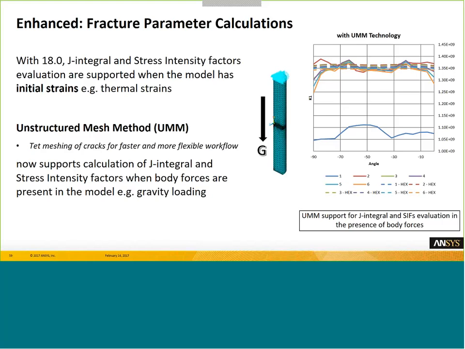You can see the accuracy on the graph there maps very well with the actual results from test. The additional results here are the addition of initial strains and calculation of J-integral and stress intensity factors when we're looking at body forces, for example gravity loading here. That's a really nice improvement. For fracture analysis, it means you can carry out lots of studies without having to spend a lot of time preparing your model and meshing in the correct way.